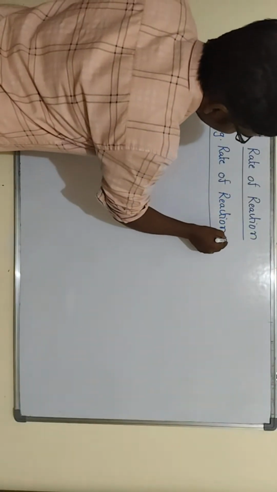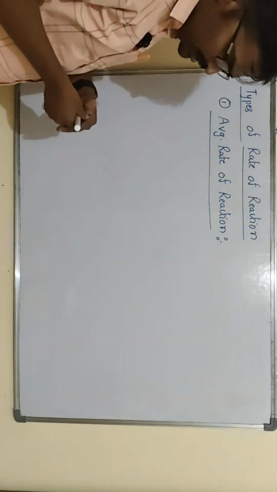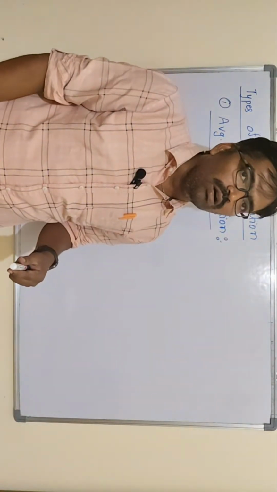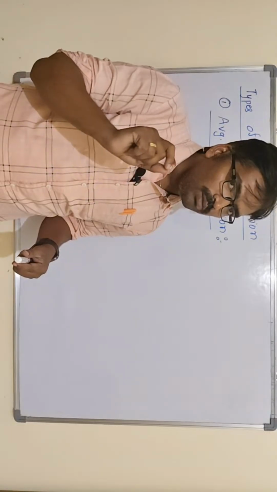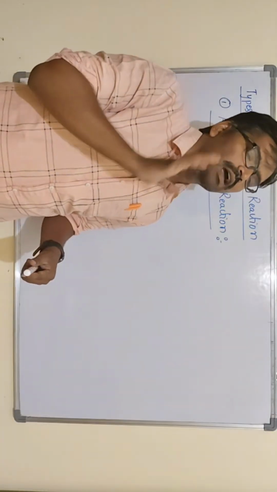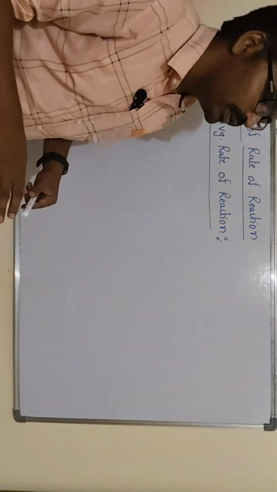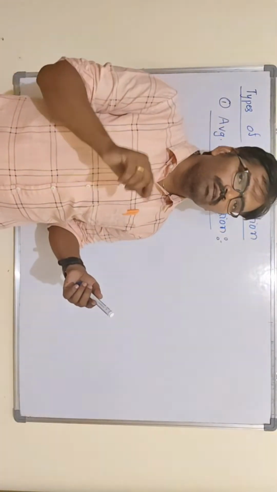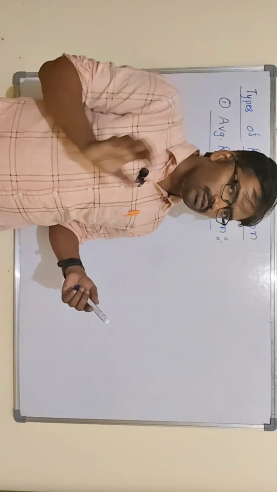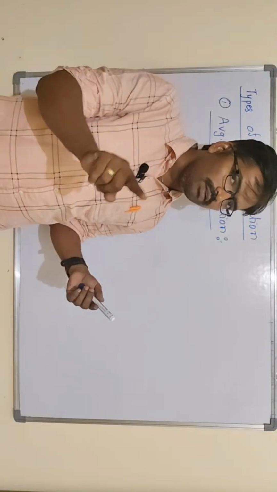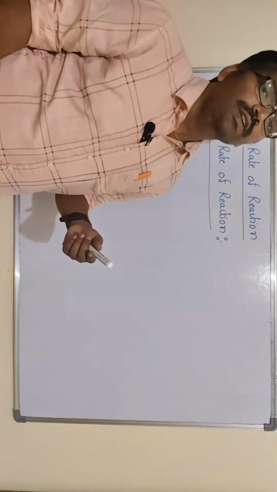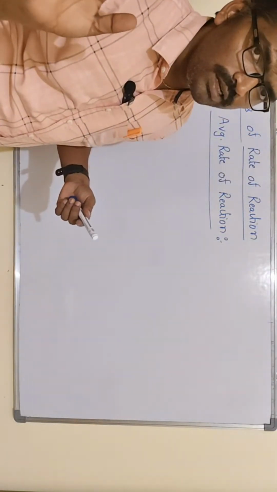See, what is the average rate of reaction? Rate of reaction can be measured over a period of time, or in between two time intervals, and that is called average rate of reaction. For example, from morning 8 to evening 5 o'clock, a reaction is going on. At the middle time, from 9 o'clock to 10 o'clock, what is the rate of reaction? That we call average rate of reaction.